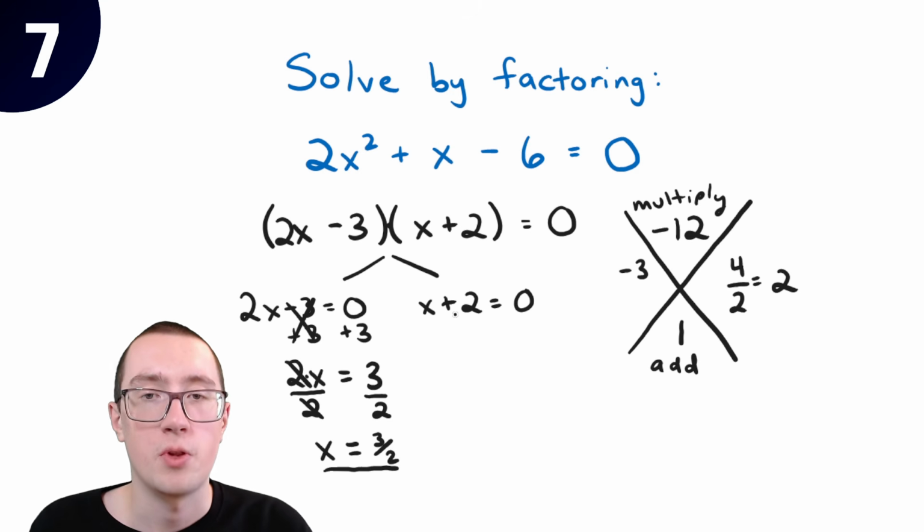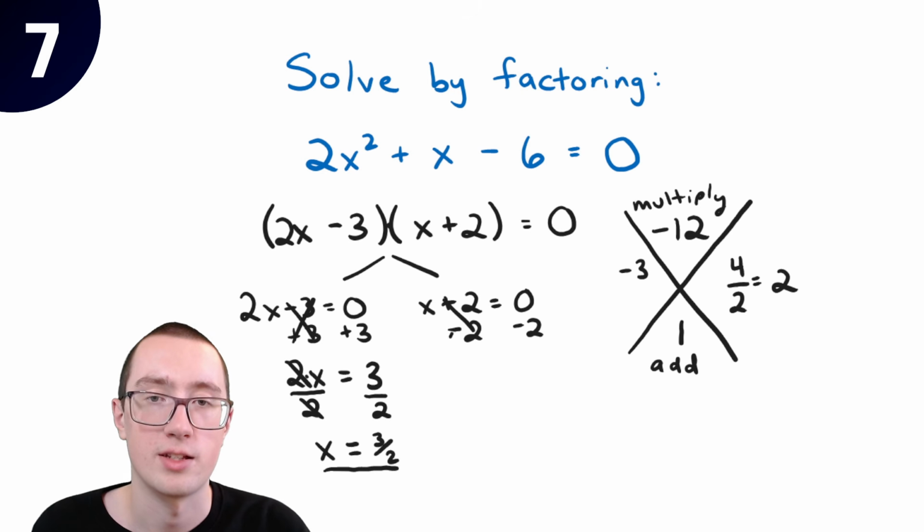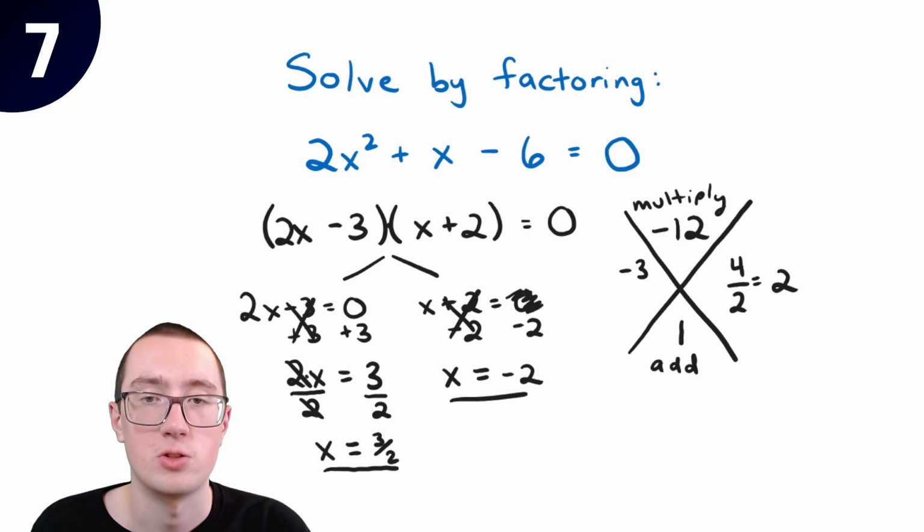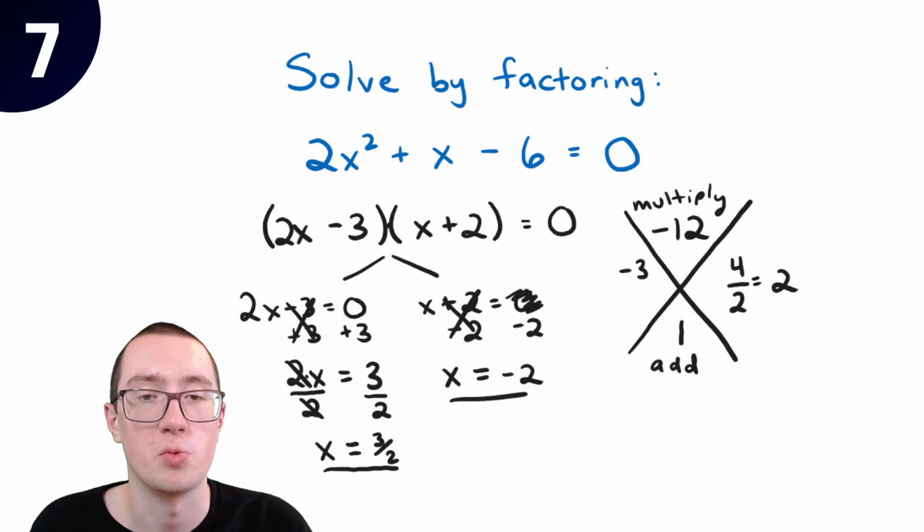So I'm going to get rid of this plus 2 by doing the opposite of plus, which is minus. And I'm going to subtract 2 from both sides. So these cancel out. On the left side, we just have x. And on the right side, we have 0 minus 2. This 0 isn't doing anything, so this is just going to be minus 2. So we've now found our two answers. x is equal to 3 over 2, and x is equal to minus 2.